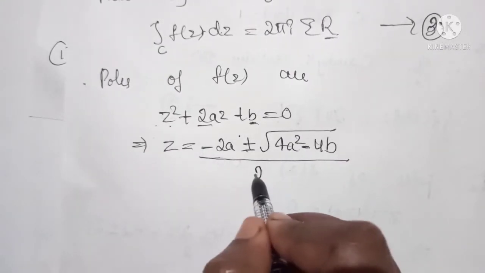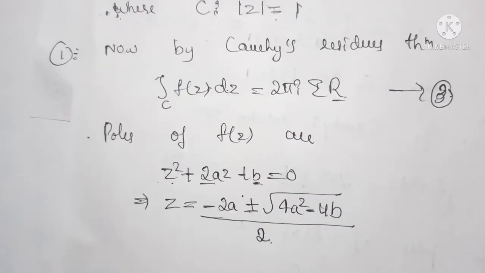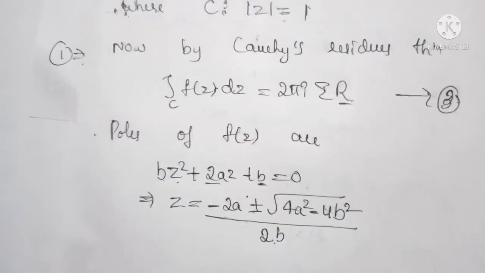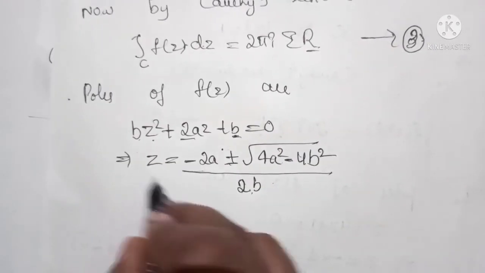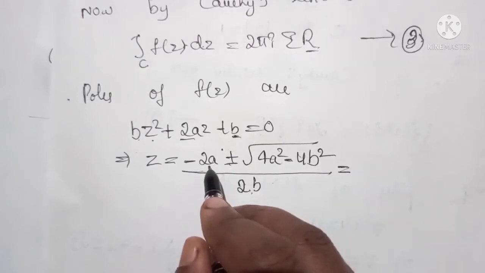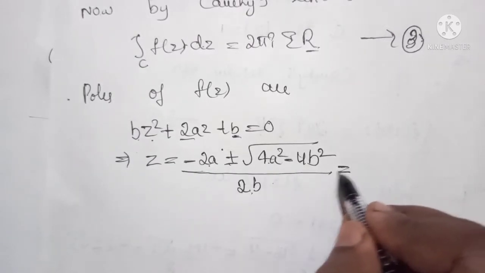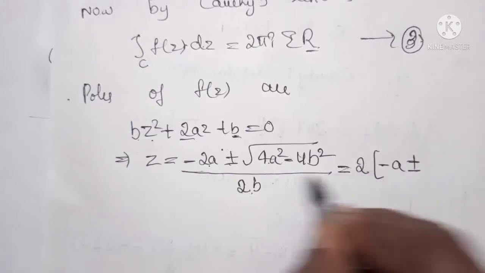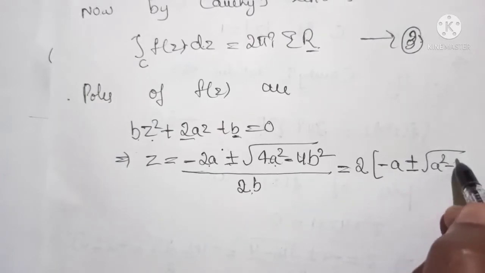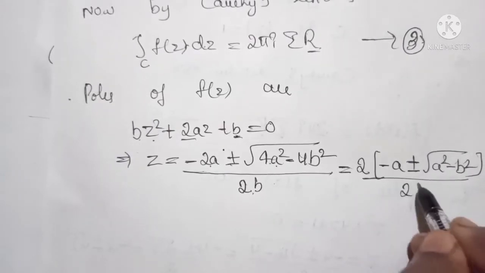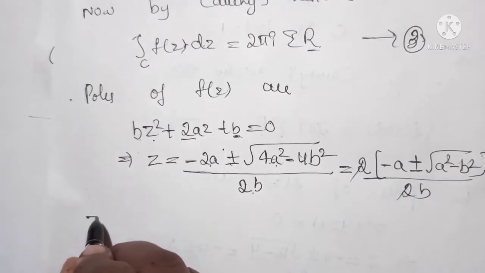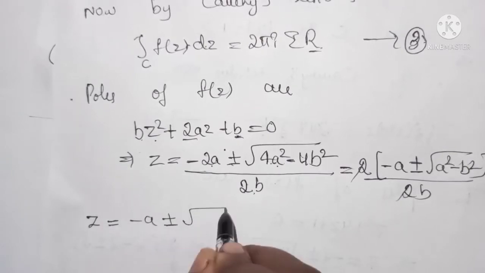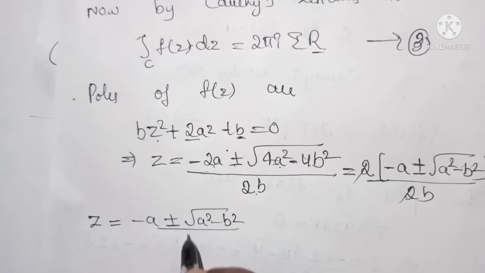2 into a value is 1. Okay, so it is b into, so here we get b square and this one as b. Now further simplifying this one, we get 4 can be taken outside and taking 2 common, we get minus a plus or minus under root a square minus b square divided by 2b. 2 gets cancelled, so we take z equals to minus a plus or minus square root of a square minus b square divided by b.